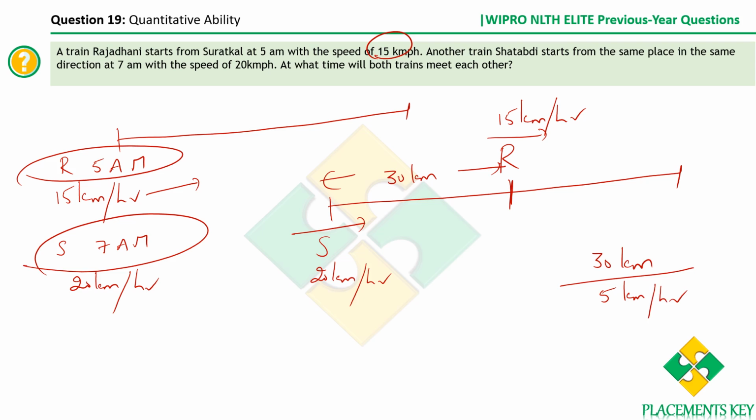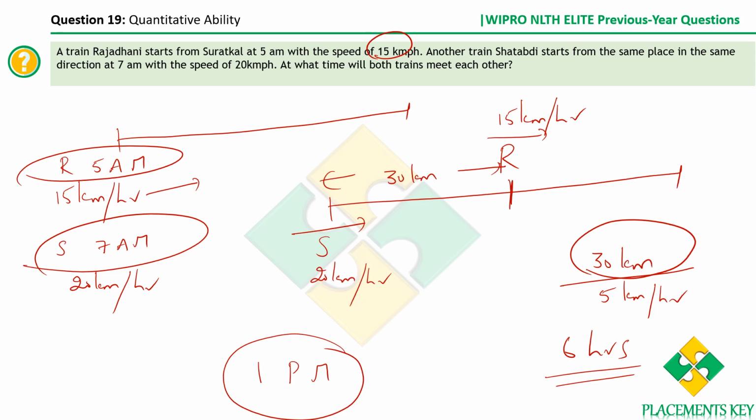Is that clear? So the distance between them, 30 kilometers, by the relative speed, 5. So they'll meet after 6 hours. 6 hours after when? 6 hours after 7. That is, they'll meet at 1 p.m. Is this clear? Okay, let me reiterate the formula here.